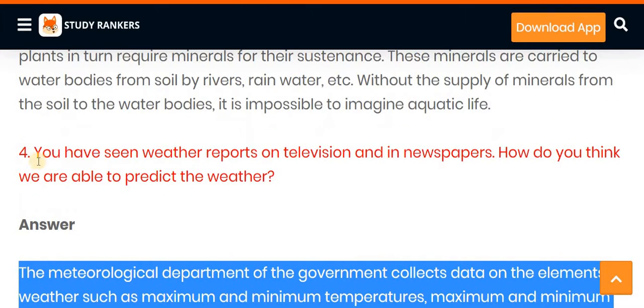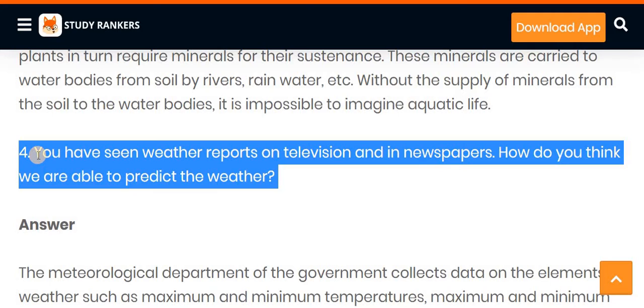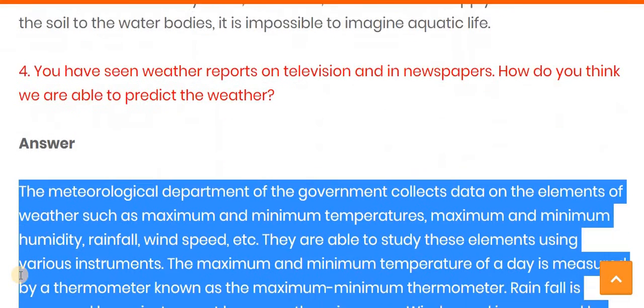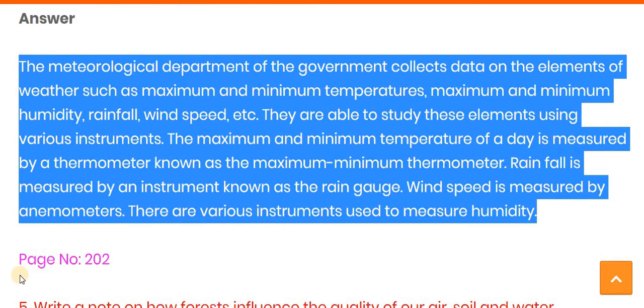etc. So the question here is: you have seen weather reports on the television and in newspapers, so how do you think we are able to predict the weather? The answer is the meteorological department of the government, which collects the data of all the elements of the weather like maximum and minimum temperature, maximum and minimum humidity, the rainfall, the speed of the wind, etc. And they measure all these factors with various instruments and then give the report.